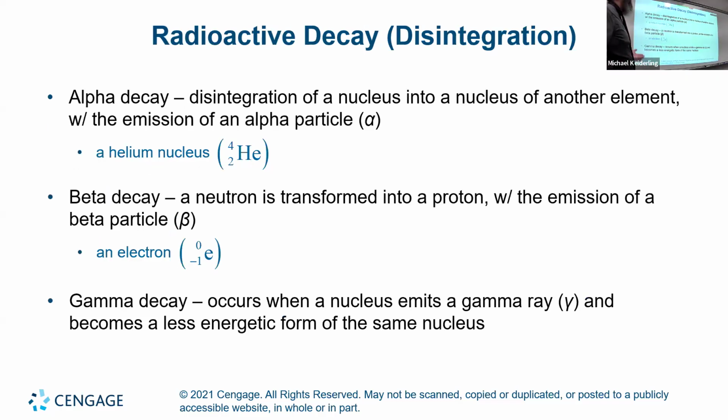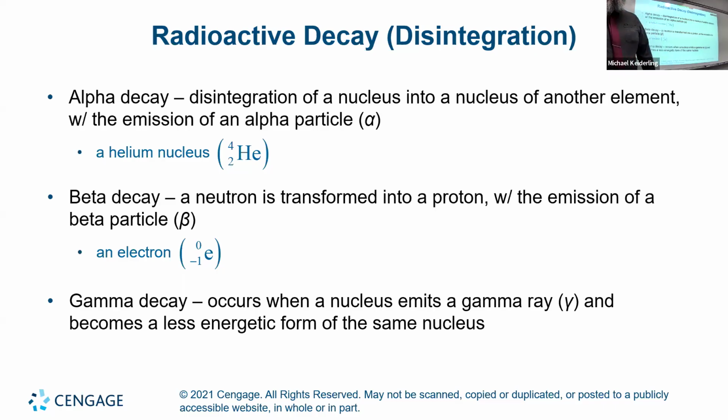So alpha decay is the disintegration of a nucleus into a nucleus of another element with the emission of an alpha particle. So the mass number will go down by 4, and the atomic number will go down by 2, because it spits out 2 protons and 2 neutrons as an alpha particle. It's a helium nucleus. So you're subtracting 4 from the mass and 2 from the atomic number.